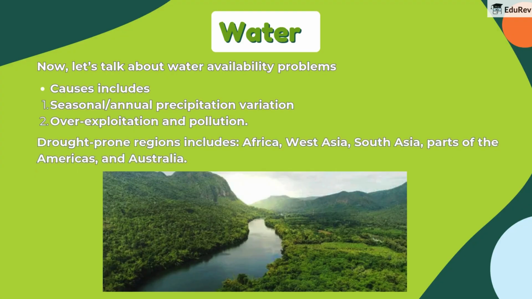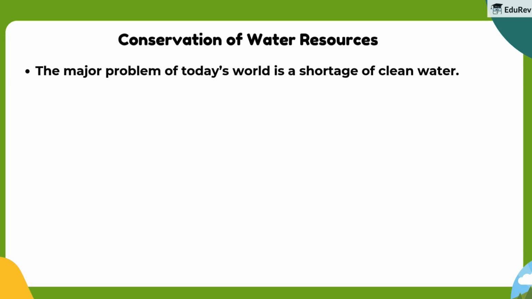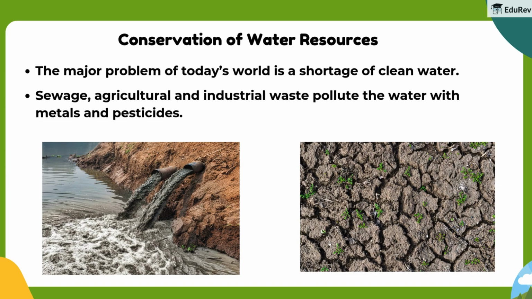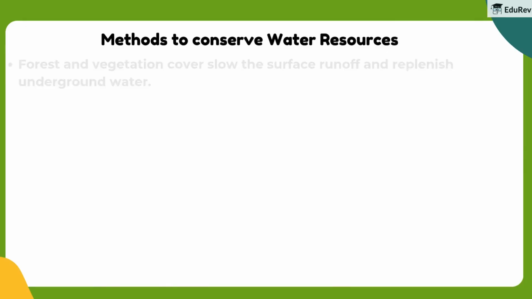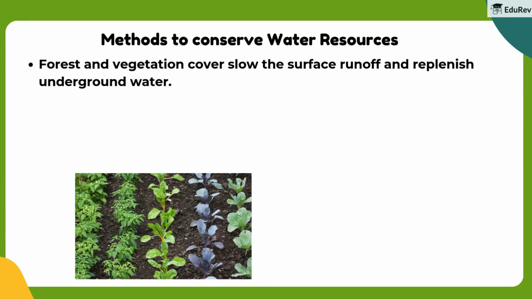Drought-prone regions include Africa, West Asia, South Asia, parts of the Americas, and Australia. The major problem of today's world is a shortage of clean water. Sewage, agriculture, and industrial waste pollute the water with metals and pesticides. Methods to conserve water resources: forests and vegetation cover slow the surface runoff and replenish underground water.